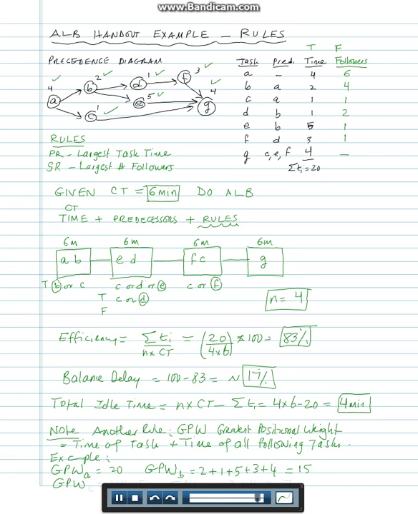GPW of C, 1 plus 4, 5. GPW of F, for example, that will be 3 plus 4, 7, and so on. So then you use it like you use the rule of the most number of followers. If you're picking between two tasks, you'll pick the one with the largest GPW. That's it.